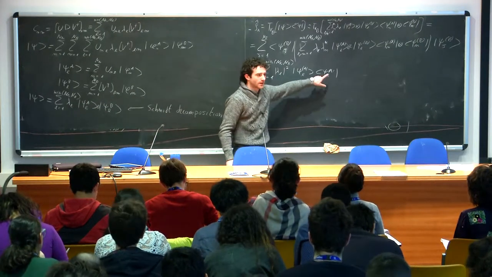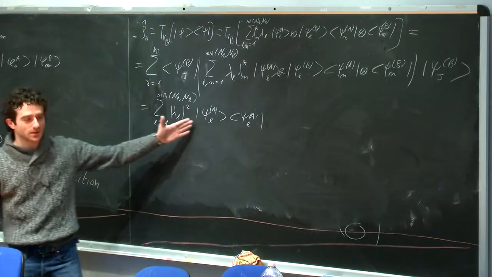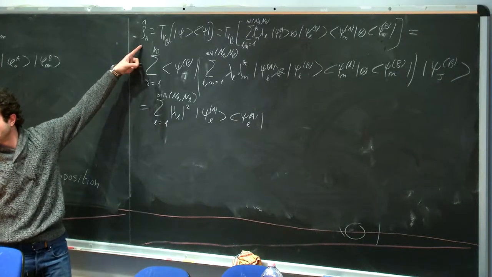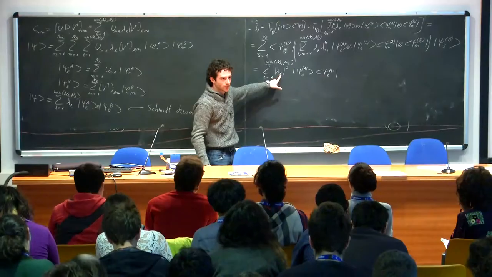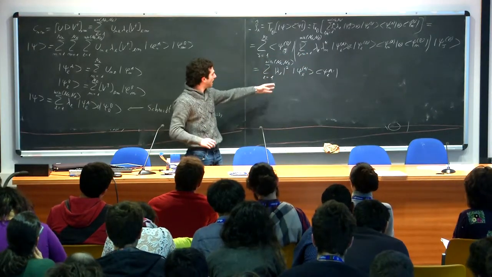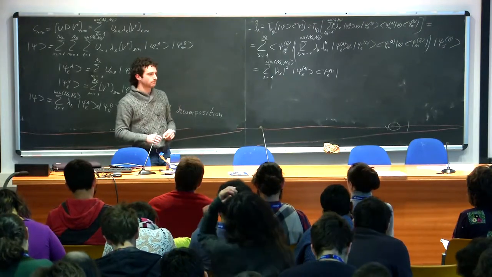These are orthonormal eigenvectors in A. So this is just the spectral decomposition of rho_A. So we realize now that the absolute value squared of this coefficient lambda on the diagonal are the eigenvalues of the density matrix, rho_A.